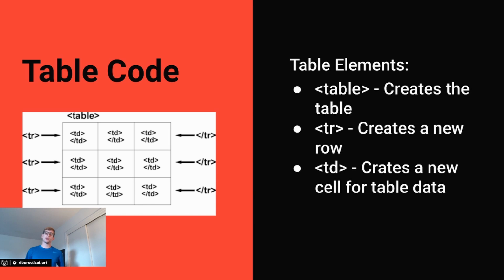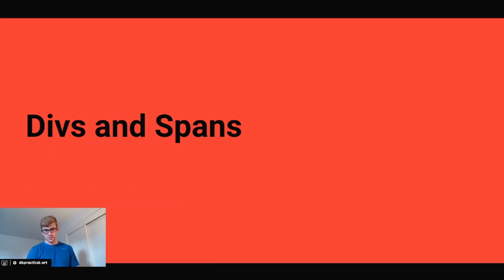Tables, the most fun thing ever. Table elements. Table is your first element, it creates a new table. TR creates a new row, and TD creates a table cell for table data. So if you look over on the left, if you want a 3x3 table, you would need all that code. So an opening and closing table tag. If you want 3 rows, 3 opening and closing TR tags. In every single cell, so 3 by 3 is 9, you have 9 opening and closing TD pairs.